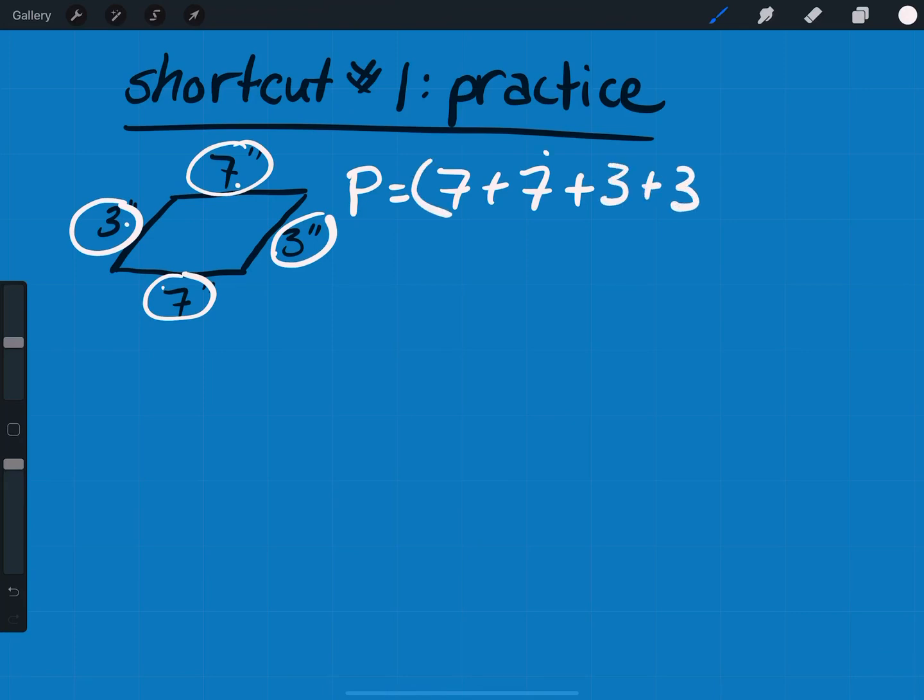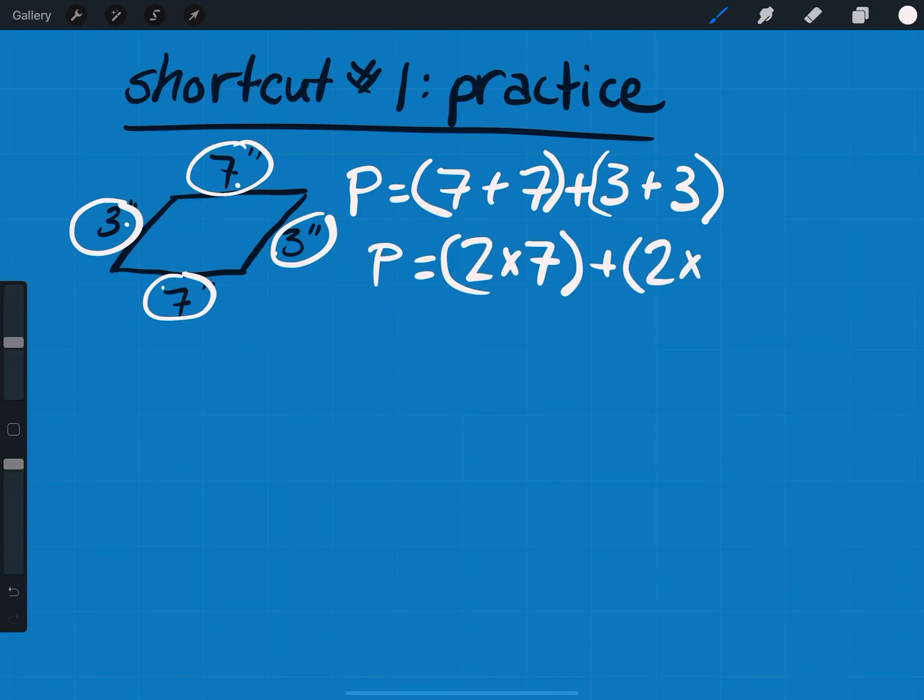Okay, so you can see if I make these little marks that 7 plus 7, and then you add 3 plus 3. 7 plus 7 is the same thing as 2 times 7. 3 plus 3 is the same thing as 2 times 3. So this ends up equaling 14 plus 6, which is 20. So that is one way of doing the perimeter. No matter which way you do it, just make sure you add all 4 sides together.